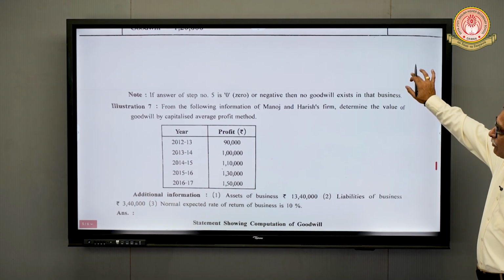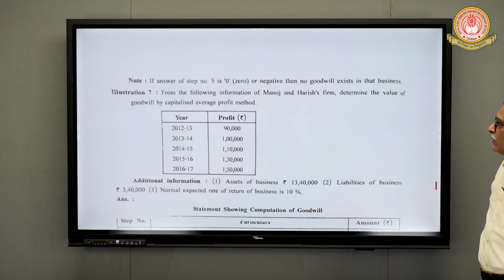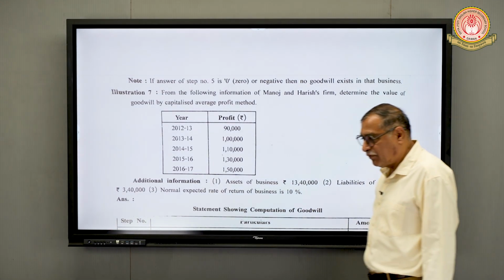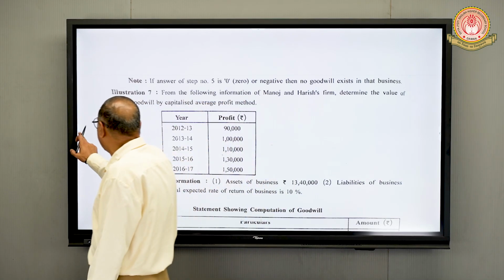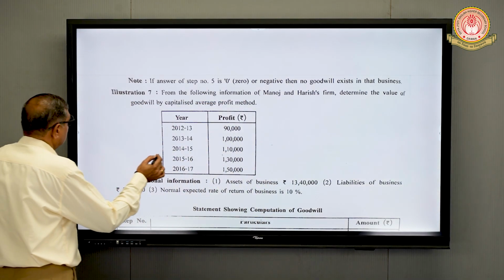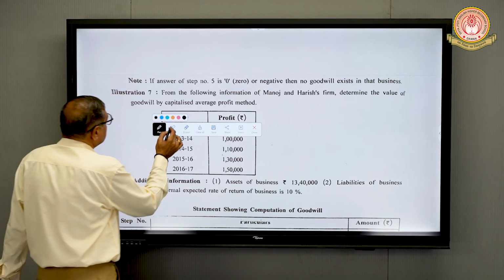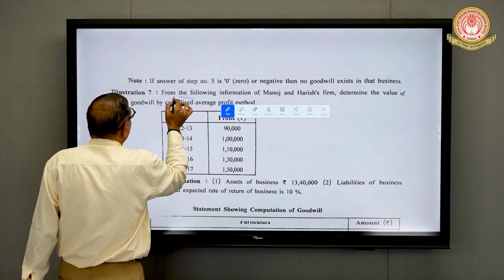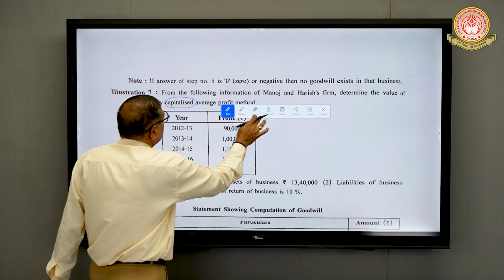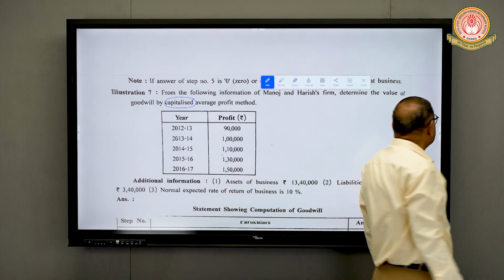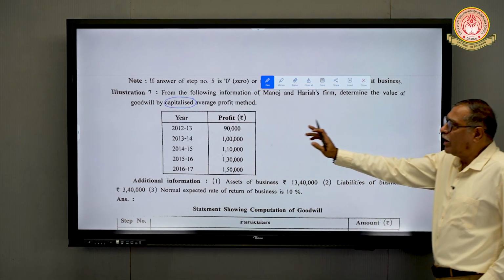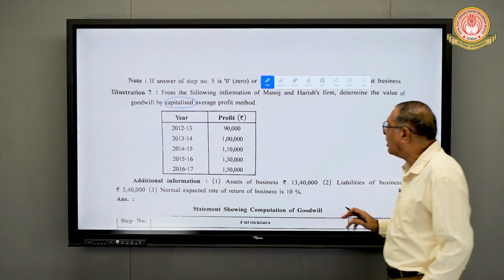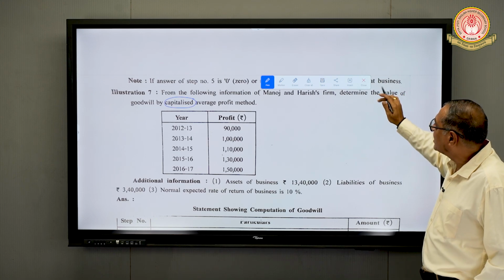From the following information of Manoj and Harish firm, determine the value of goodwill by the capitalized average profit method. It is a different method. Unless the word capitalization comes, you don't have to think anything. When the word capitalize comes, that means you have to use this different method. Otherwise, the method will be the same.